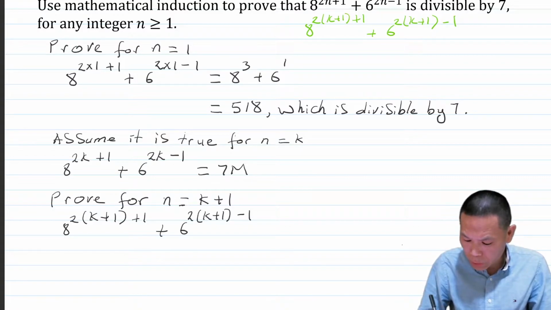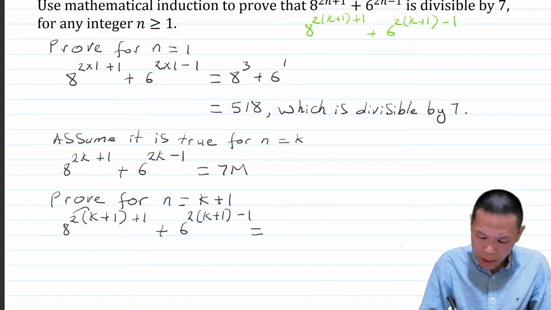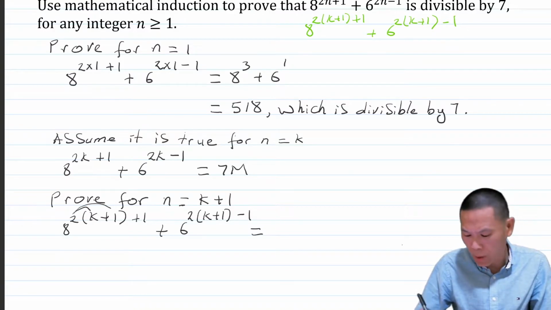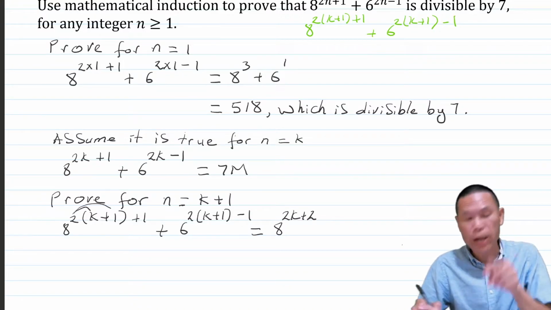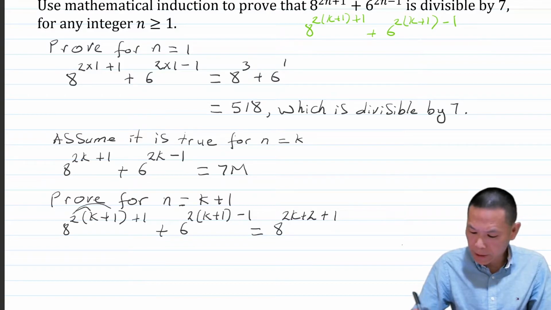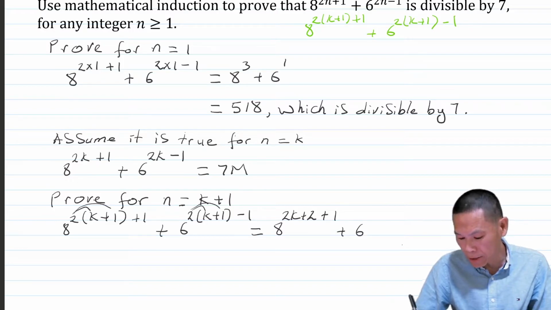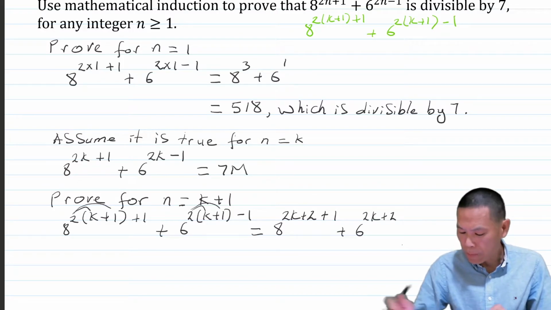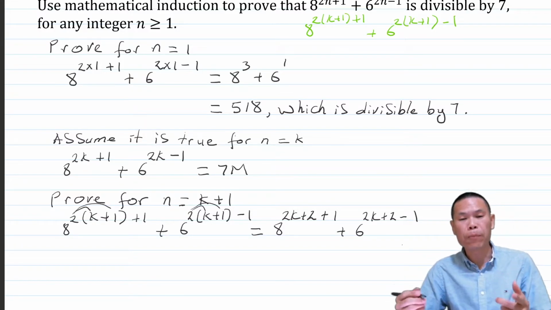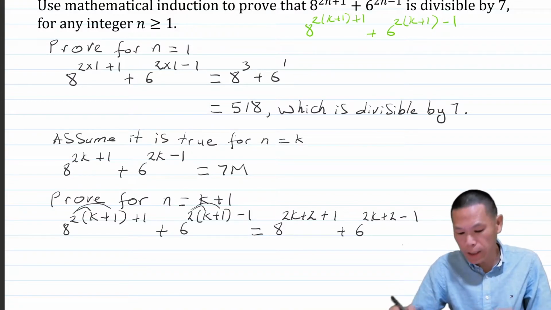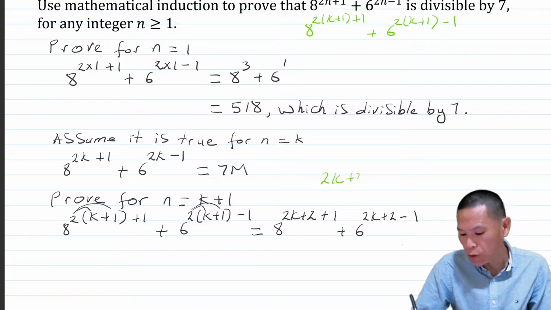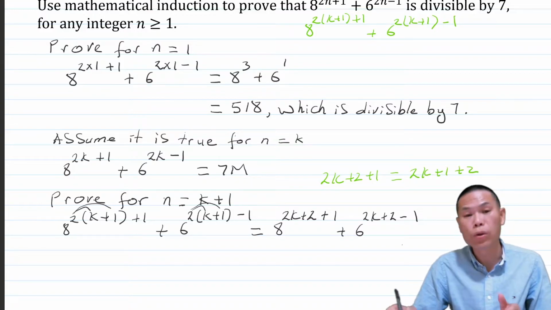So that is equal to, so 2 times k is 2k and 2 times 1 is 2. So which is 8^(2k+2), and then we add the 1, don't forget. And then similarly, 2 times k is 2k, 2 times 1 is 2. So add 6^(2k+2), and we just write down the minus 1. Now, instead of simplifying, what I do is I just rearrange in order. So that is 2k plus 2 plus 1. I can rewrite this as 2k plus 1 plus 2. Okay, I just rearrange it.